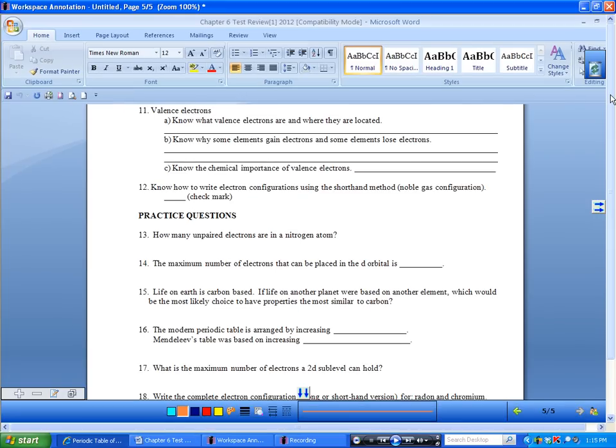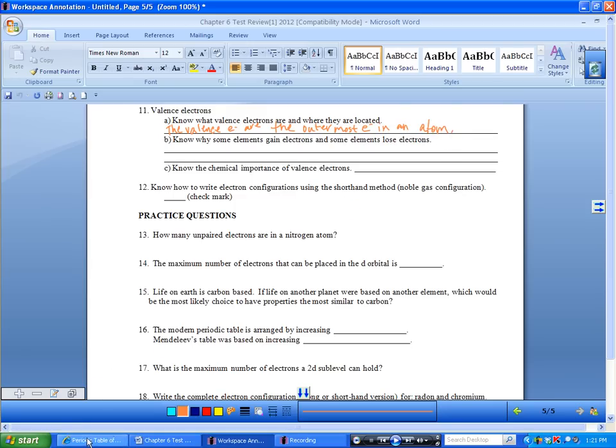There we go. Valence electrons are those located in the outermost energy levels. So I'm going to write this down. The valence electrons are the outermost electrons in an atom.